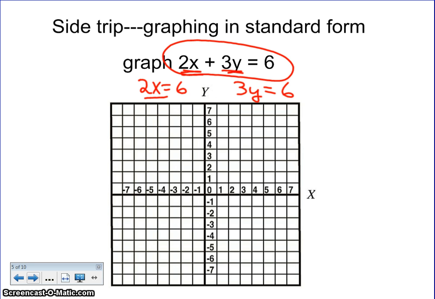Over here we divide both sides by 2 and we get x equals 3. Over here we divide both sides by 3 and we get y equals 2. So we know that the y-intercept is 2 and the x-intercept is 3.